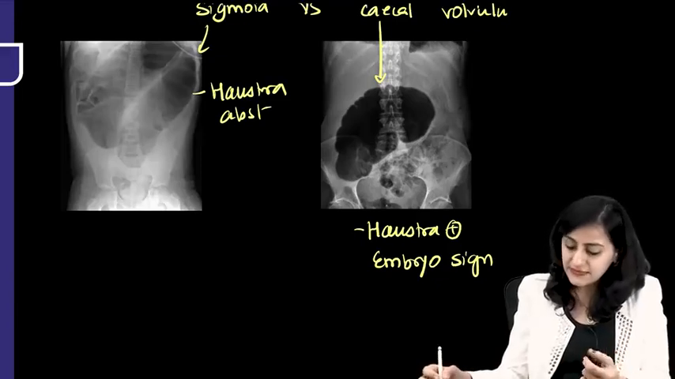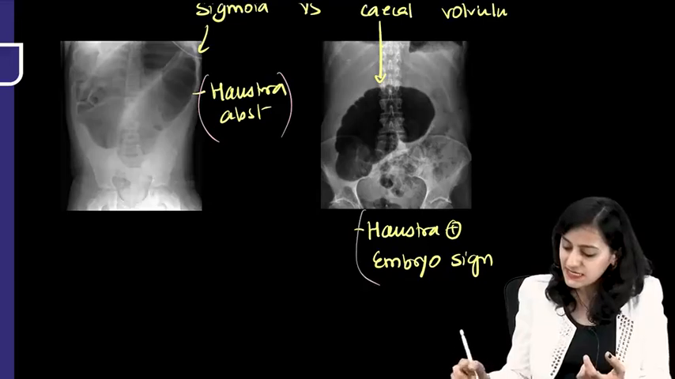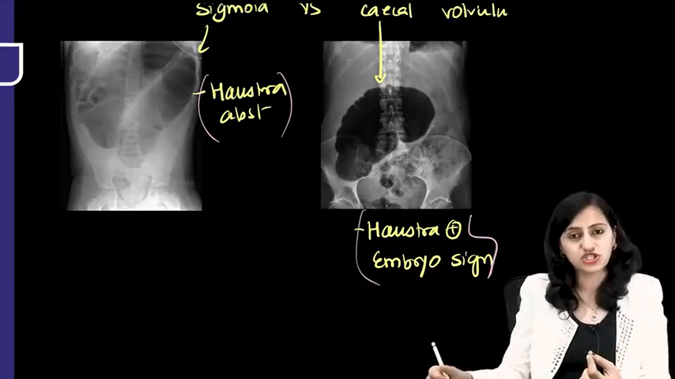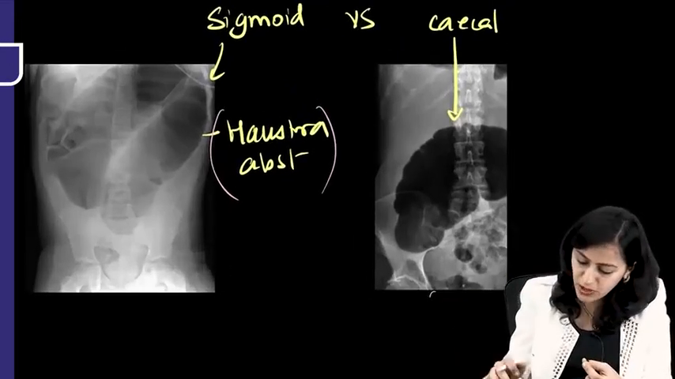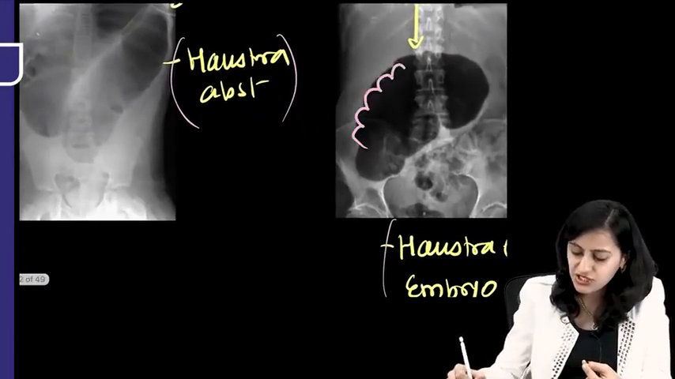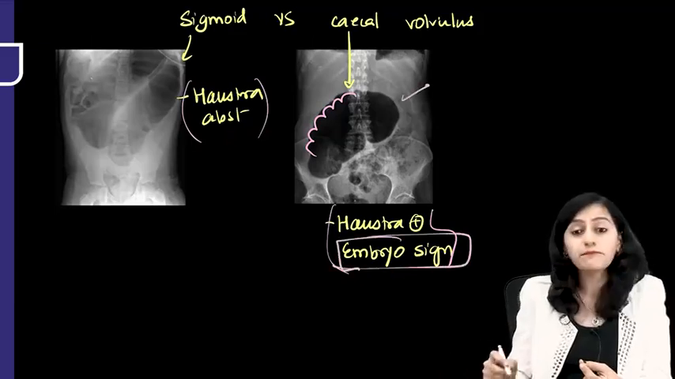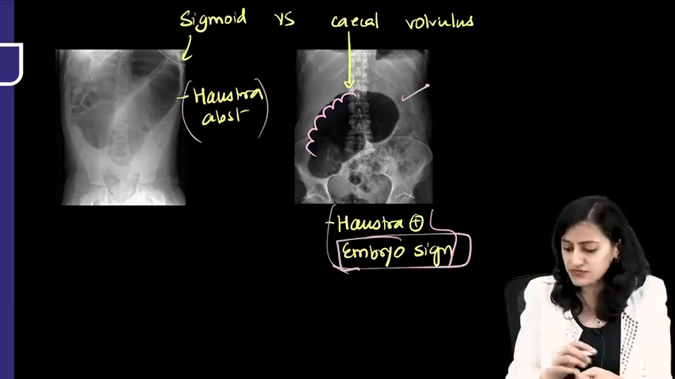So remember that sigmoid does not have haustrations. Cecum has the presence of haustrations. So in the sigmoid volvulus, the haustrations are absent. Here you see the presence of the haustrations, and that is why the cecal volvulus looks like an embryo. So we get the embryo sign.